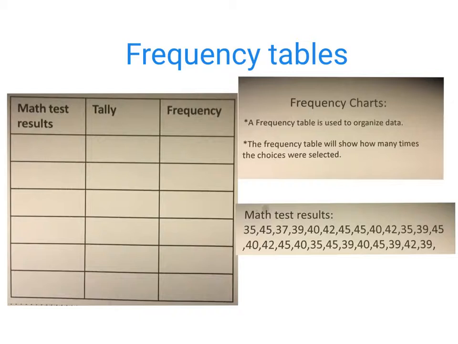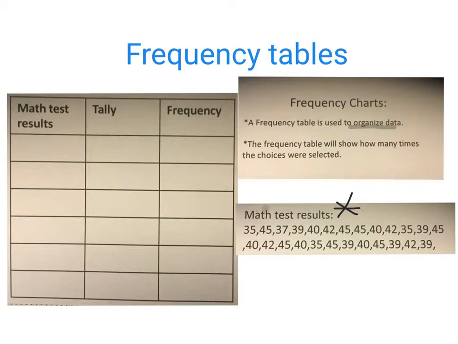So these are frequency tables. If you look at your note, a frequency chart or frequency table is used to organize your data. It just looks like a basic number chart like we've used in the past. It shows how many times the choices were selected. So if you look, you can see that we have a bunch of math results, a bunch of numbers down here. We are going to put them in our frequency table.